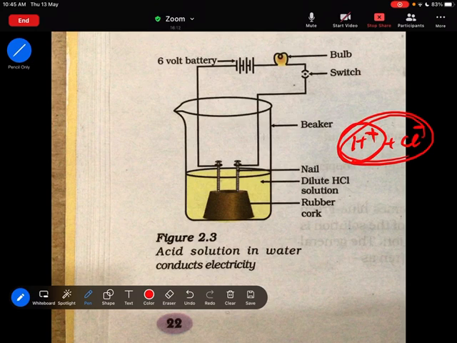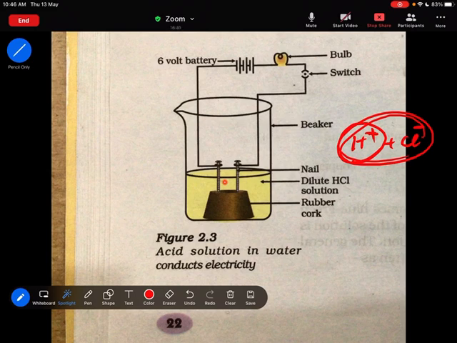So they have ions. The solution is having ions. These ions can carry current between these iron nails, so the circuit is complete. This acid is having ions. These ions will be carrying current, the circuit is complete, and the bulb will be glowing.